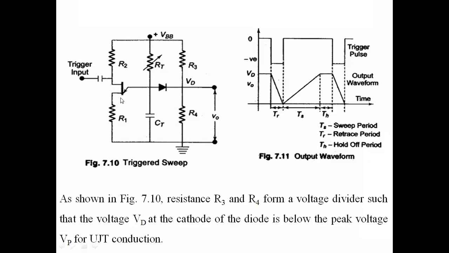In the last class we saw the generation of the peak voltage. Up to that peak voltage, the capacitor charges, and after that it discharges. So we choose the value of VD to be less than the peak value of the UJT. By that, what happens?